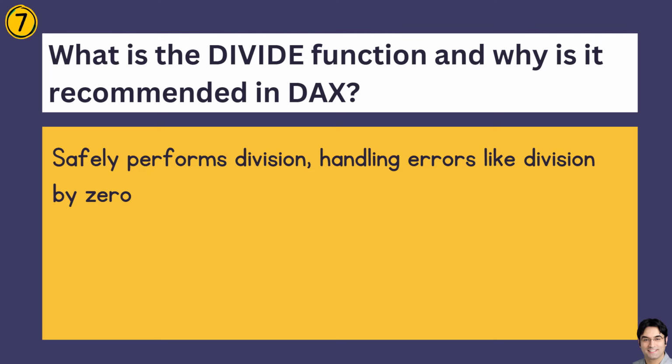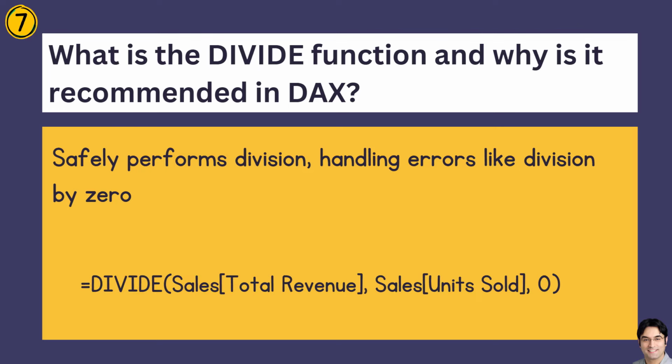When you're using the division operator, if you divide by 0, it results in an error, which can disrupt calculations across your entire data model. However, DIVIDE handles these cases gracefully by allowing you to specify what should happen if a division by 0 occurs. For example, in the DAX function currently displayed on the screen, if Sales[UnitsSold] is 0, instead of returning an error, this DIVIDE function will return 0, or another specified alternative result.